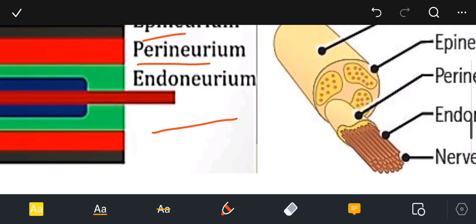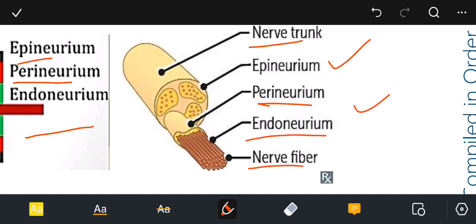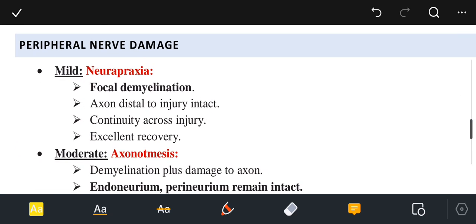This is also a beautiful picture. Here you can see that this is a nerve trunk. The epineurium is surrounding everything. It is the outermost covering. Then we have fascicles which are being surrounded by the perineurium, and then we have the endoneurium that is surrounding individual nerve fibers. Coming to the next point, they are talking about peripheral nerve damage.